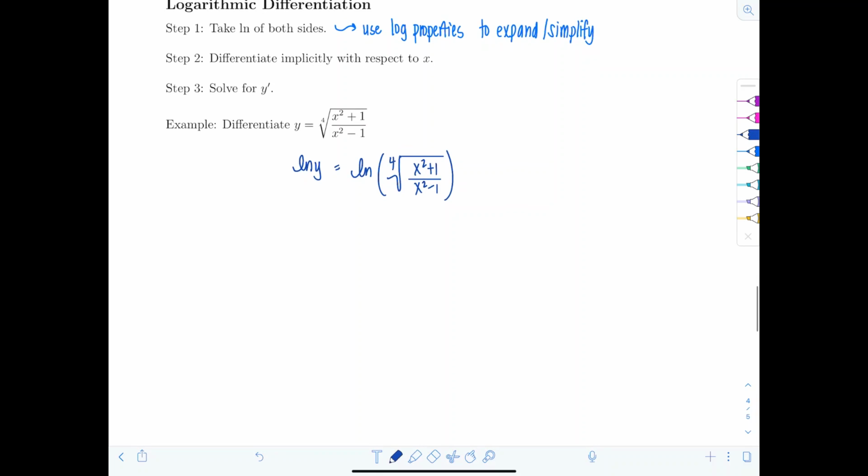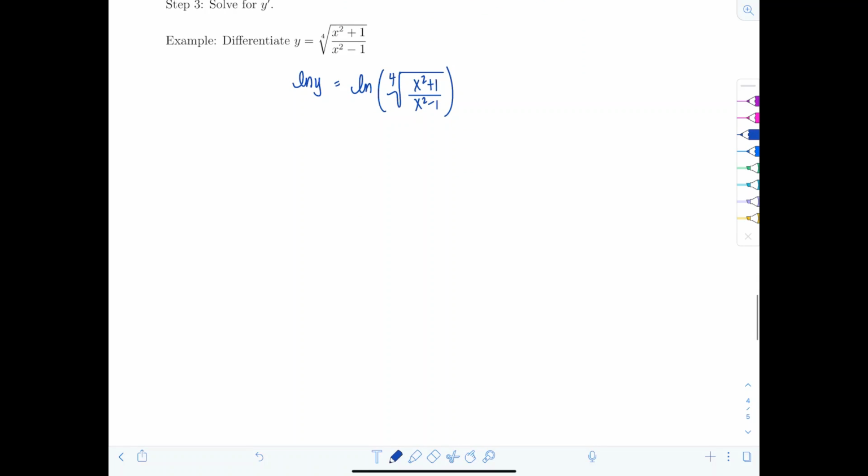All right, now we're going to use our log properties to expand the right-hand side. So this is ln of y equals, now remember, this fourth root is the same as having this expression raised to the 1/4 power. And using our properties of logarithms, I can move that exponent to the coefficient in front of the logarithm. So I'm going to rewrite this as 1/4 natural log of (x squared plus 1) over (x squared minus 1).